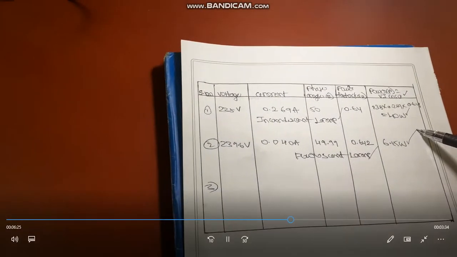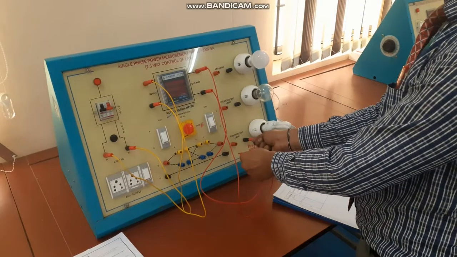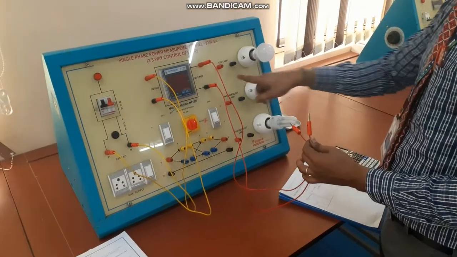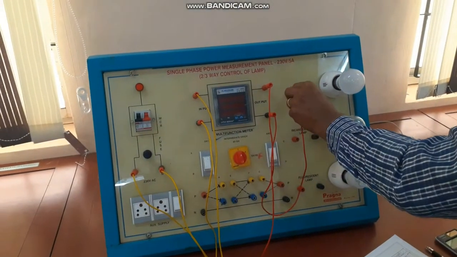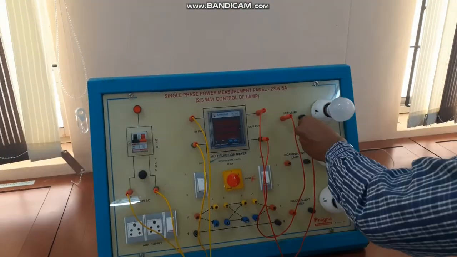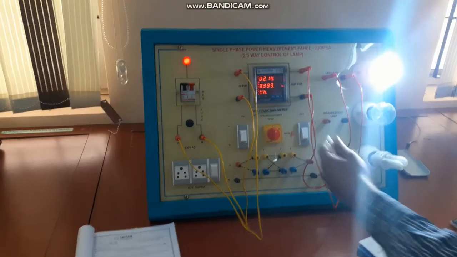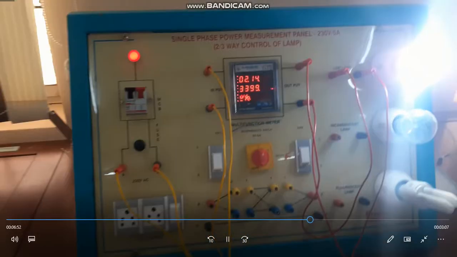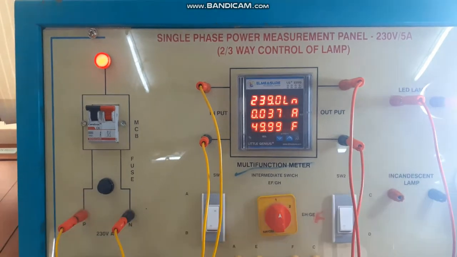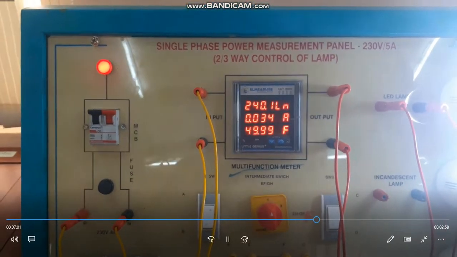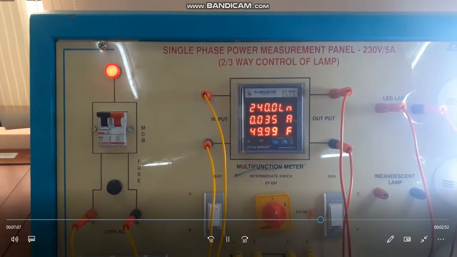Now again we are going to do this experiment with the LED lamp. To conduct this experiment with the LED lamp, the LED lamp phase and neutral terminals are there. Again the output of the multifunction meter I connect phase to phase and neutral to neutral terminal. If I switch on the MCB and multifunction meter supply, again we tabulate the readings for the LED lamp. The supply voltage here is 239.0 volts, the current is 0.036 amperes and the phase angle is 49.99.